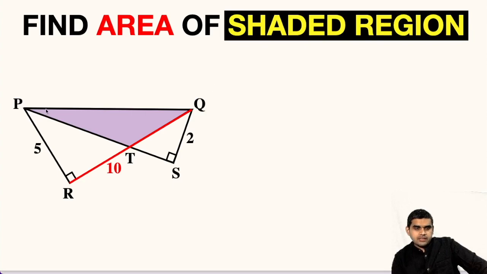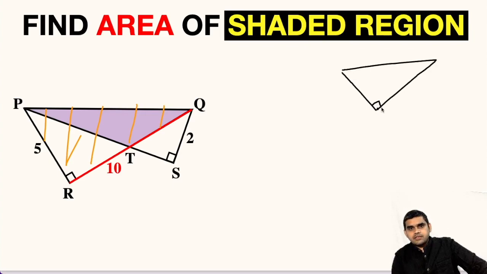So first of all, let us focus on this triangle PRQ. Let me draw it separately for you. So this is the point R, this is P, Q, PR is 5, RQ is 10, and PQ is unknown. Using the Pythagorean theorem, we can compute the measure of side PQ, and this will be equal to square root of 10 square plus 5 square. So this will be square root of 100 plus 25, that means 125.